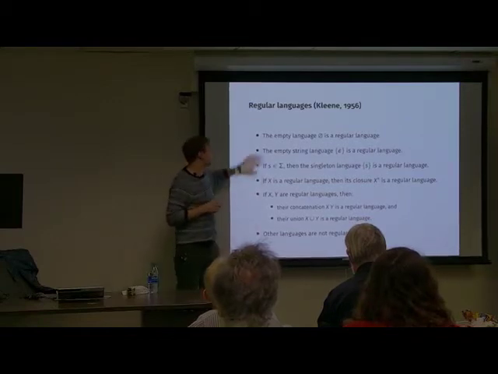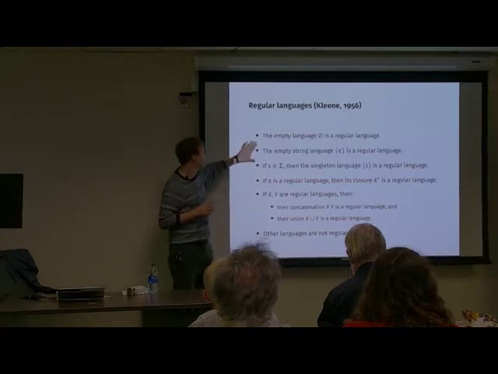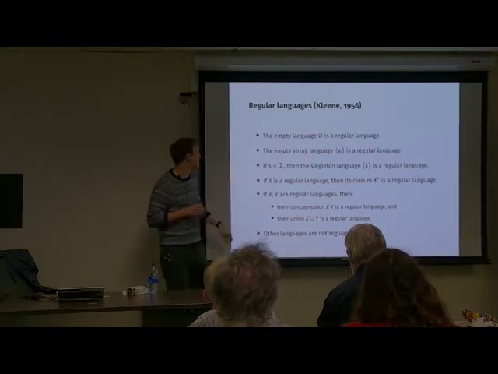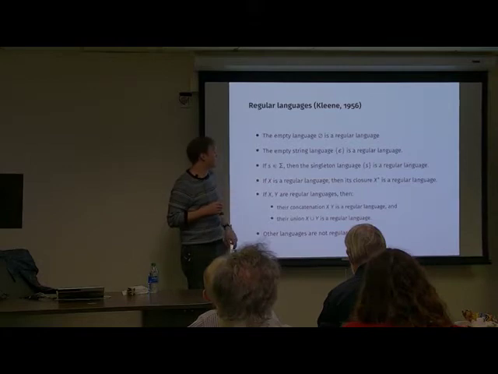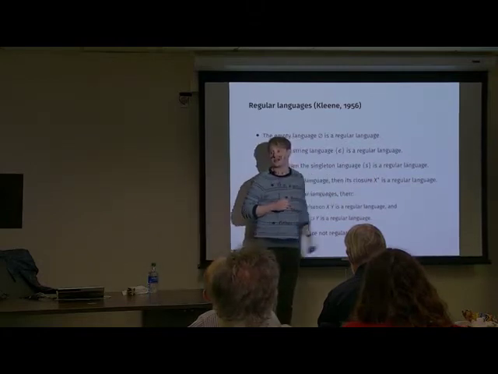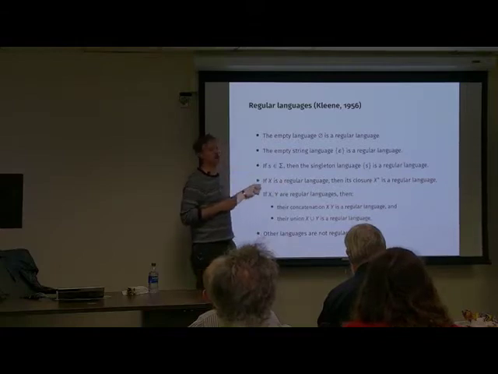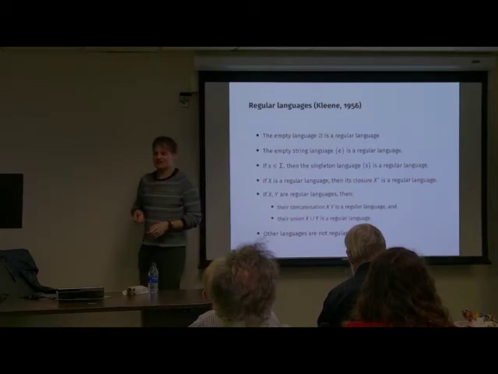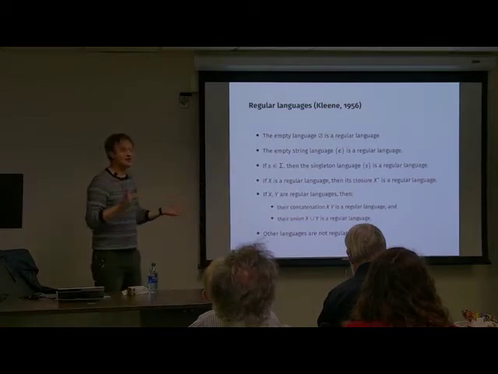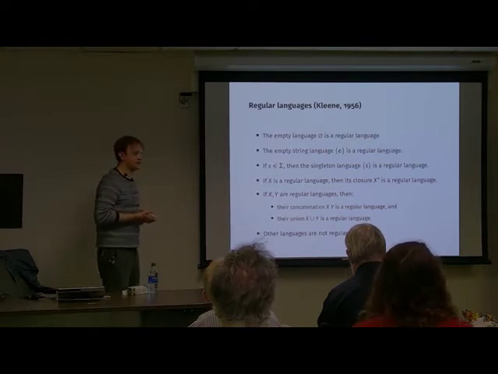So these are finite so far. Here's where the infinitudes begin. If X is a regular language, then its closure, X star, is a regular language too. So the concatenative closure of a regular language is itself a regular language. As you might expect, we say that regular languages are closed under this concatenative closure operation. That is to say, every one of them is also a regular language.